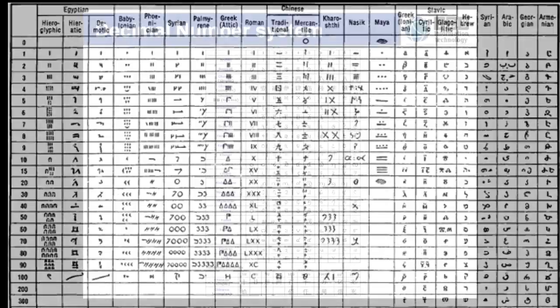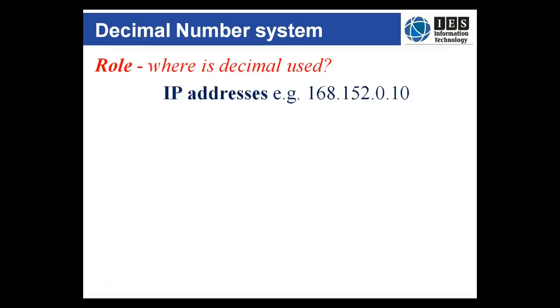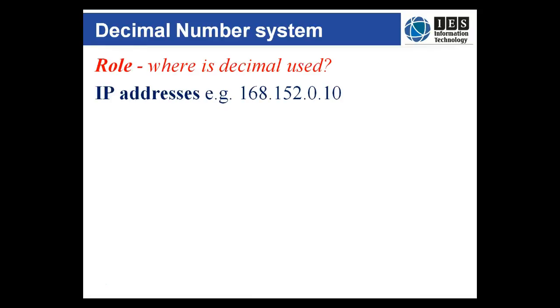One of the most common uses of decimals in the IT industry is an IPv4 or Internet Protocol address. 4 numbers in the range 0 to 255, all separated by dots.